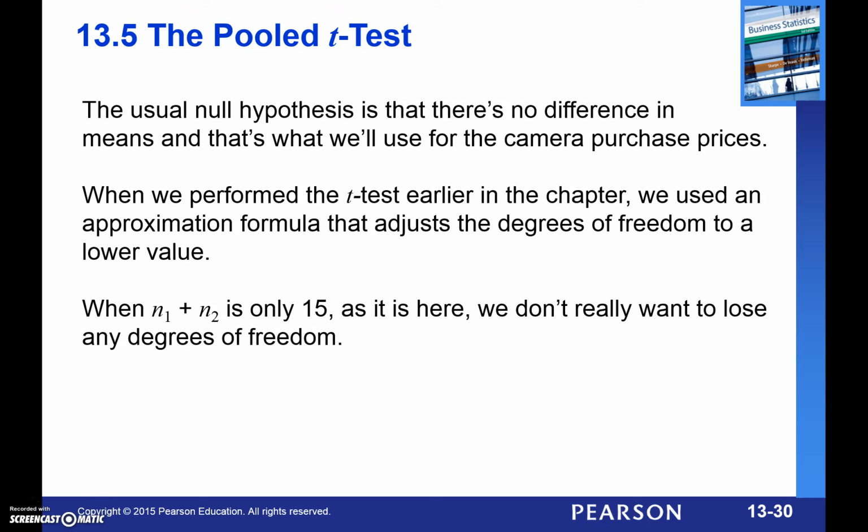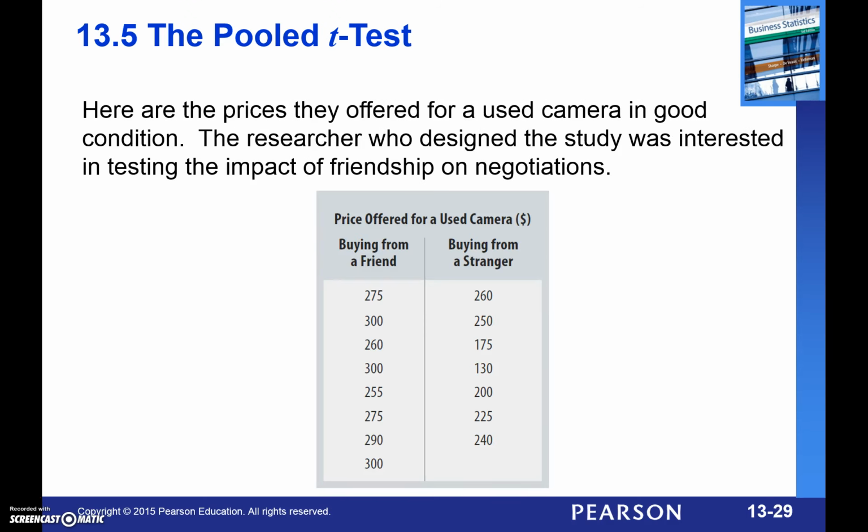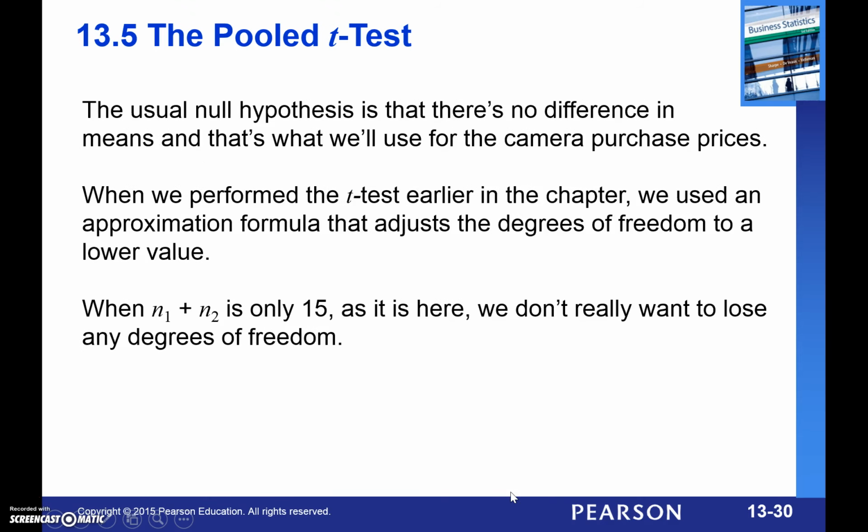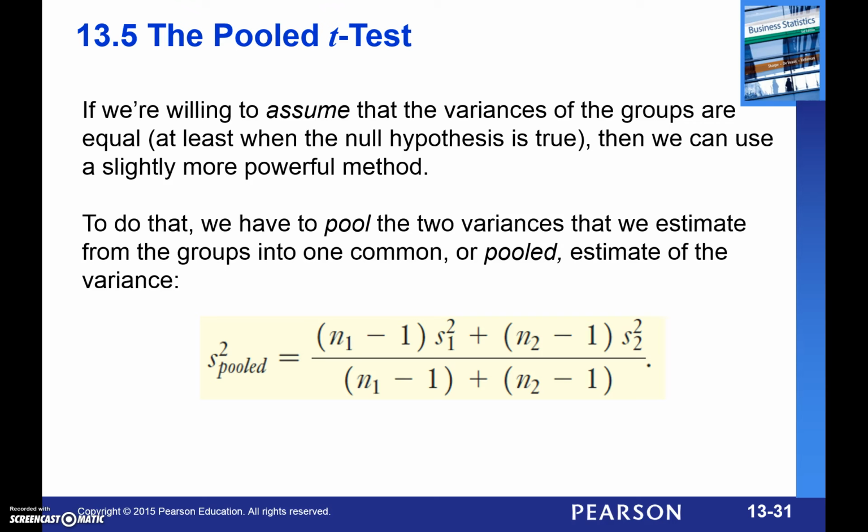Okay, so to do the pooled t-test, our usual null hypothesis is the same as it was in the two-sample t-test. We're going to assume that these two different groups are no different. So we will assume that the mean price offered from group 1 is the same as the mean price offered from group 2. So if we subtract them, it's 0. And we're going to see a new degrees of freedom formula for this one as well.